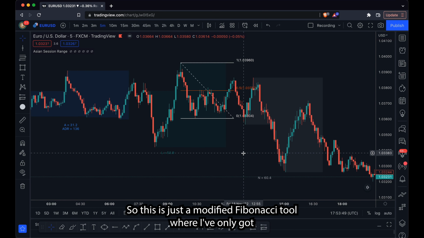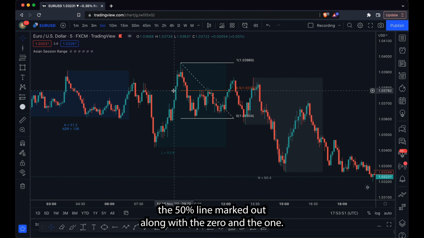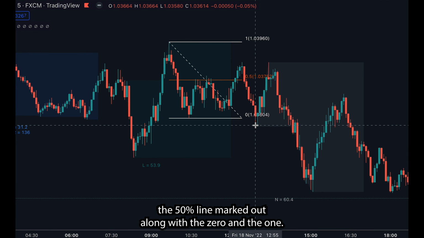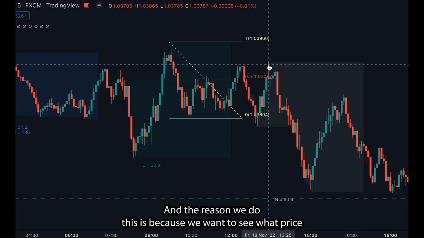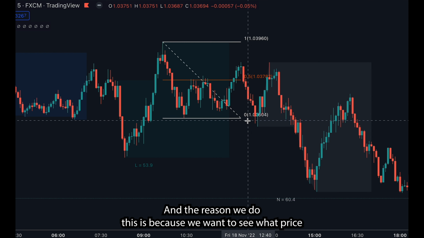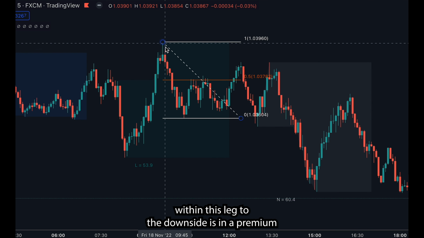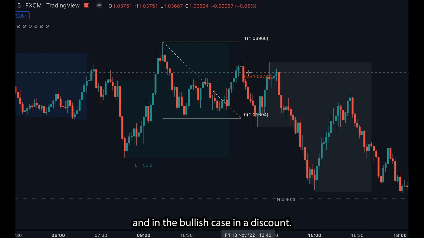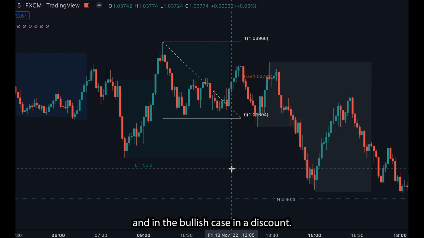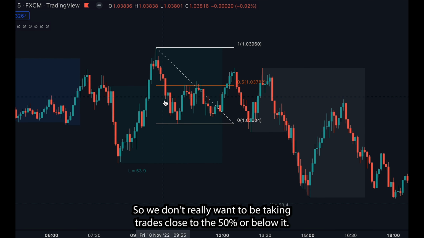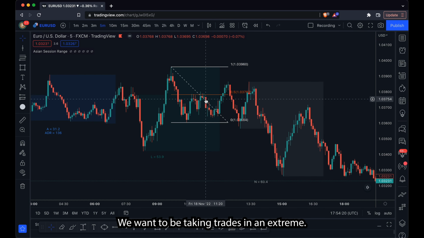So this is just a modified Fibonacci tool where I've only got the 50% line marked out along with the 0 and the 1. And the reason we do this is because we want to see what price within this leg to the downside is in a premium, and in the bullish case in a discount. So we don't really want to be taking trades close to the 50% or below it. We want to be taking trades in an extreme.